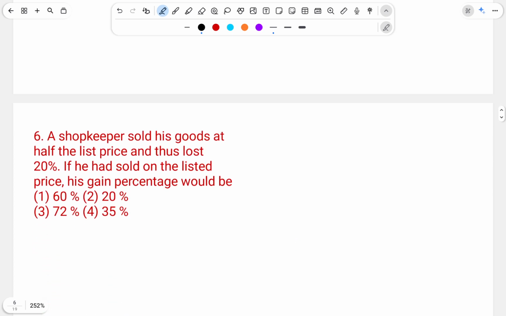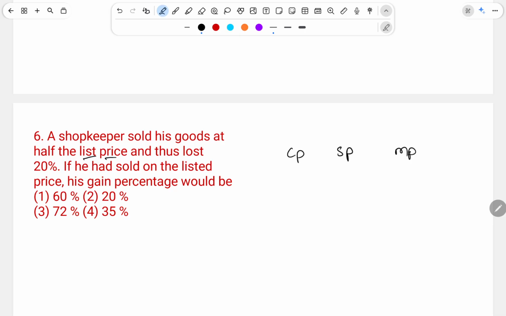A shopkeeper sold his goods at half the list price and thus lost 20%. If he had sold on the list price, his gain percentage would be? CP, SP, MP. Why have I taken this? Because they are talking about list price. List price is nothing but market price.